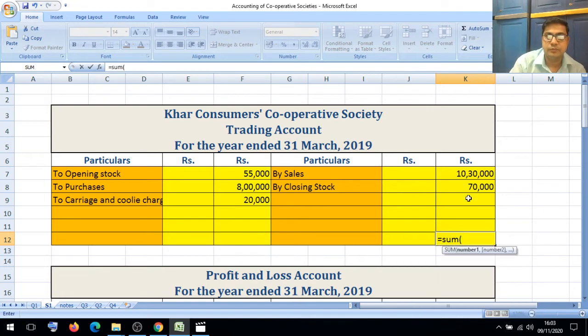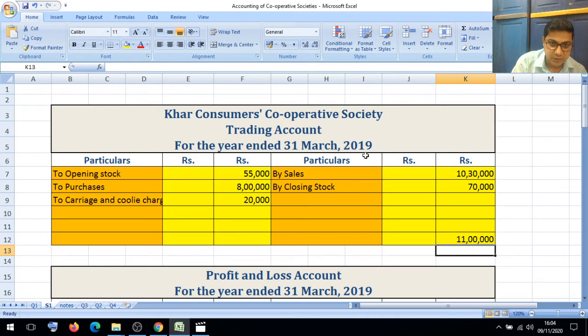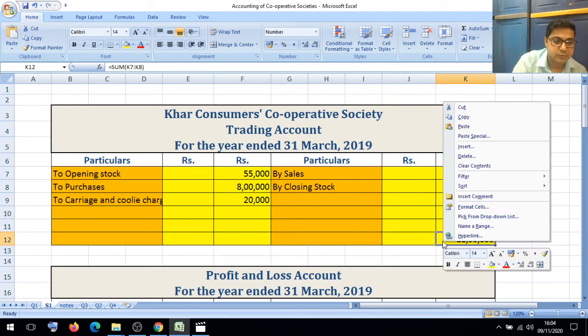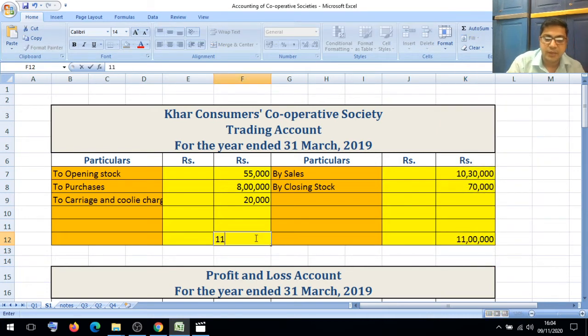Sum. 10,000, 10,30,000 plus 70,000, total is 11 lakhs. Here also we have to put 11 lakh, the same total. We have to write here 11 lakhs.